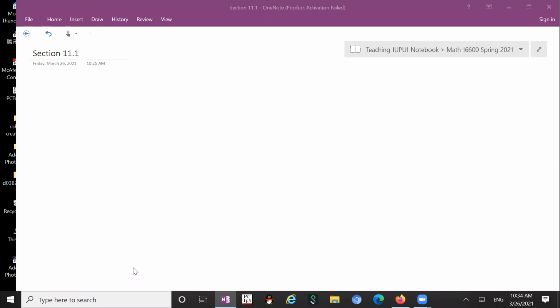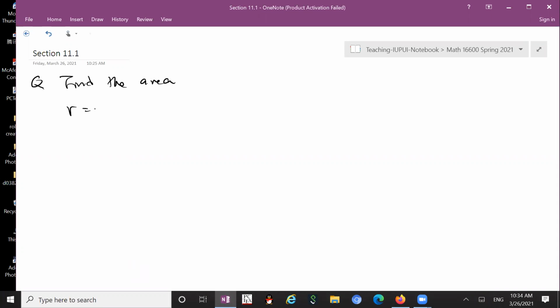Find the area of the region that lies inside those curves. So that's the first question I want to discuss. I need the area.